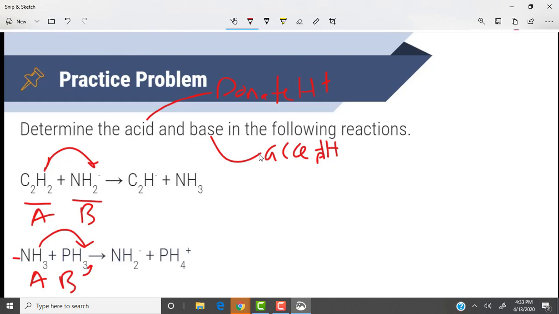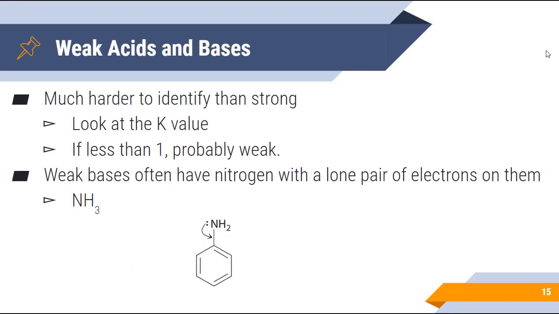Let's move on. So weak acids and bases tend to be a bit more difficult to identify than strong. But again, if we look at the Ka value and we've memorized our strong acids and our strong bases, then this becomes very easy to do. If you're given K values, if it's less than 1, it's probably weak. The further less than 1 an acid or base is, the weaker it is. And the larger the number than 1, the greater the strength of the acid or the base.